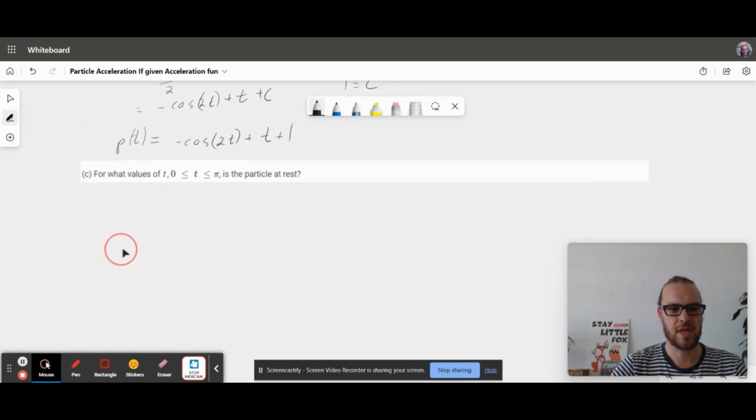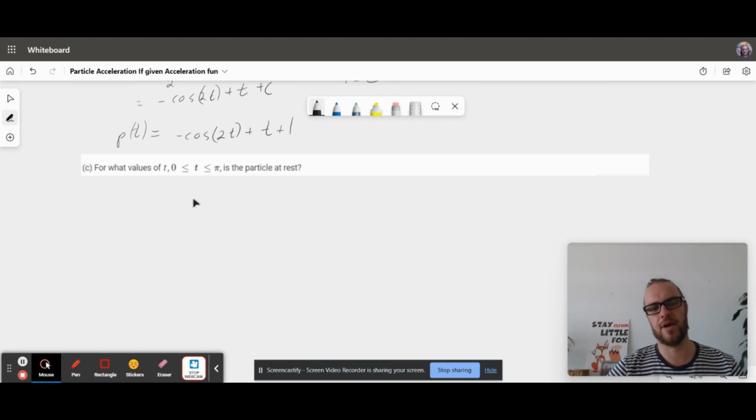All right. Now, last thing we want to do is figure out when the particle is going to be at rest between 0 and pi. So we're going to restrict our domain, just look at our time between those two things and figure out when it's at rest. Well, to be at rest, it needs to have a velocity of 0.